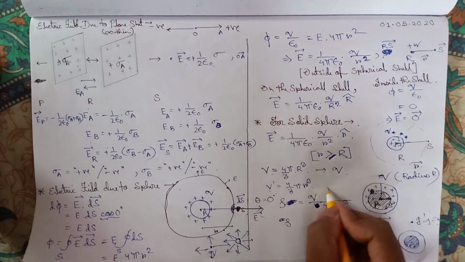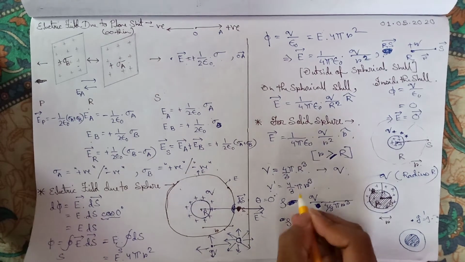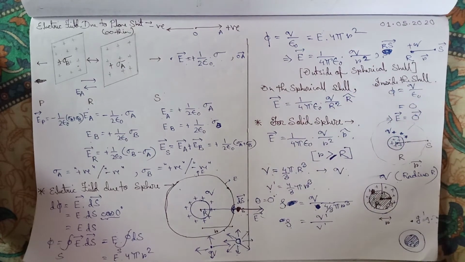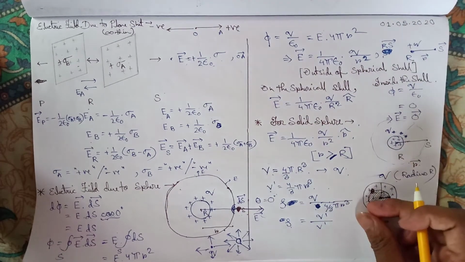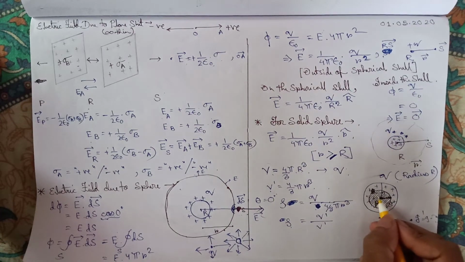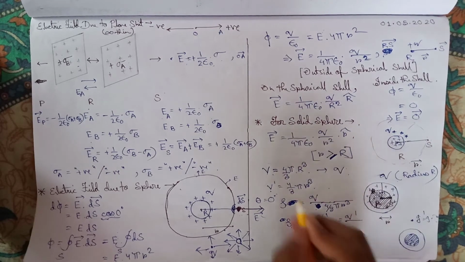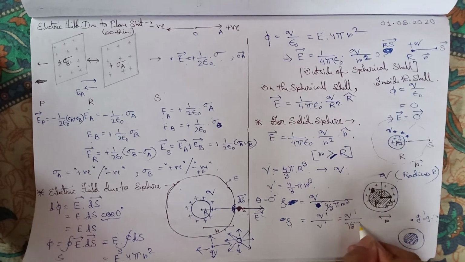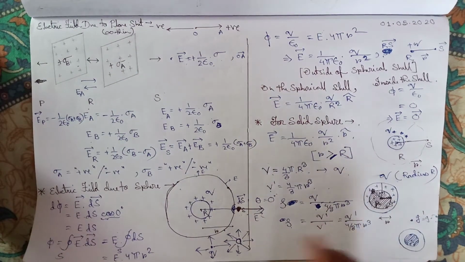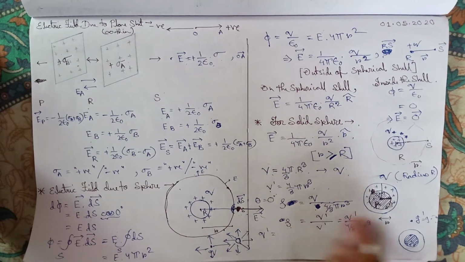For V dash, if V dash contains Q dash charge, then sigma will also be Q dash by V dash. Here it is Q by V for the whole charge, and this will be the same because it is constant, it does not matter whether this sphere is large or small, as it is a ratio. So this portion only contains Q dash charge, so Q dash by V dash will be 4 by 3 pi r cube.